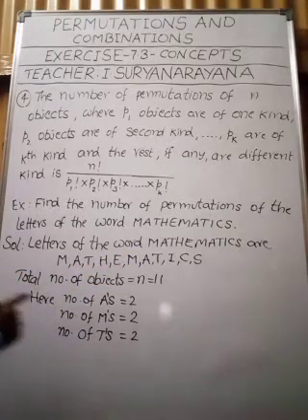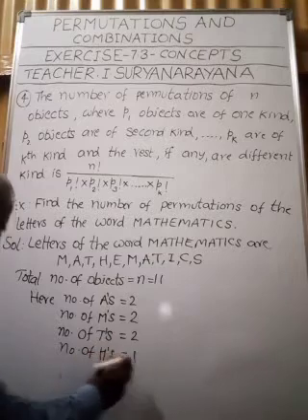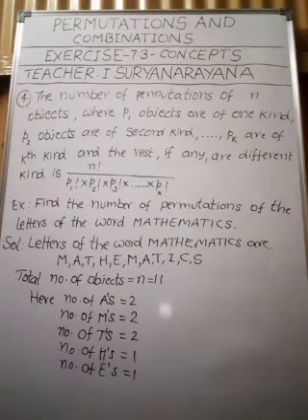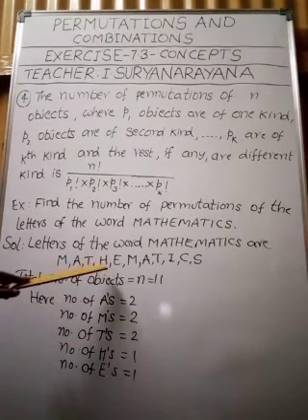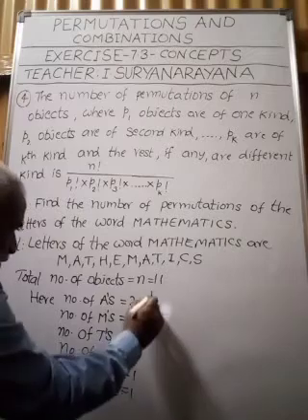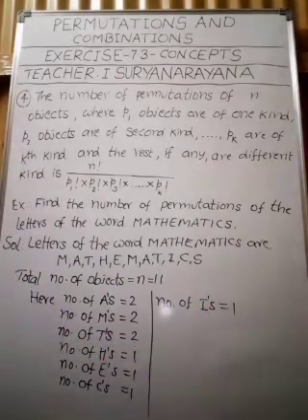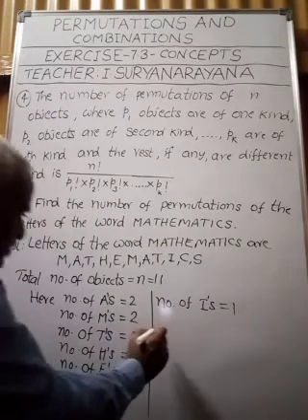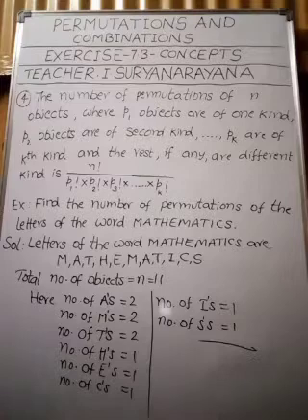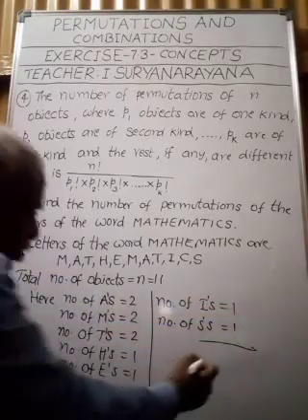No. The rest of the letters: only one H is there, only one E, next C, next number of I's, number of S. Let us count the total number of letters: 2 plus 2 is 4, 4 plus 2 is 6, 7, 8, 9, 10, 11. Total 11 letters are there.